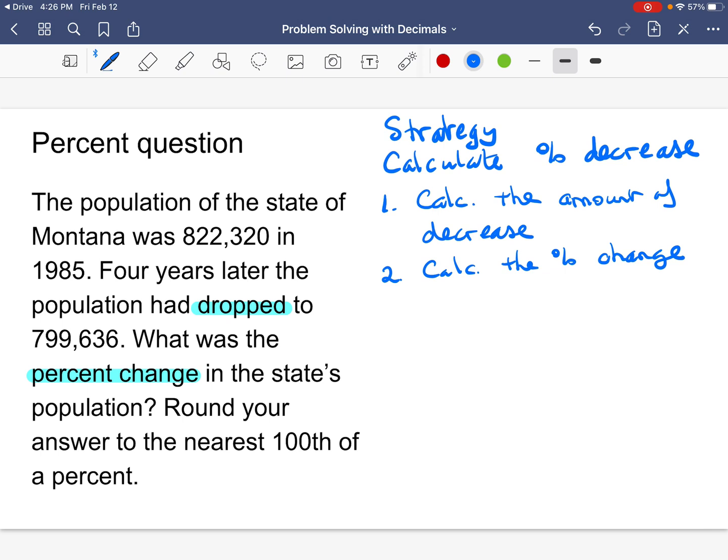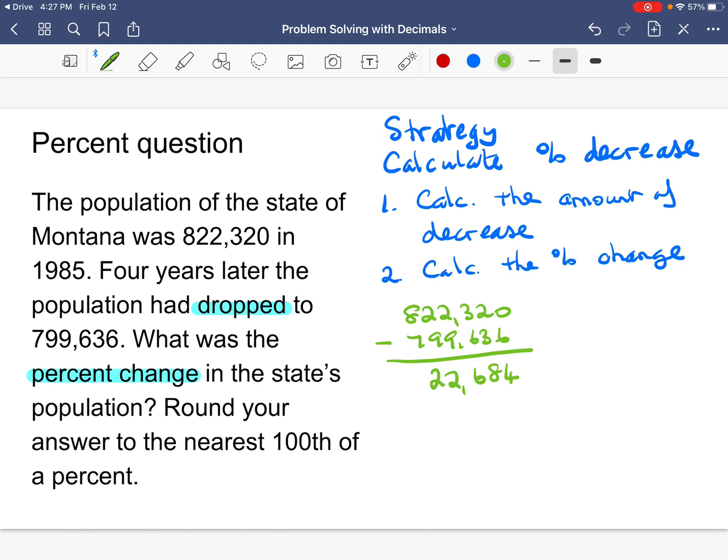So the amount of the decrease is 822,320 minus 799,636, which is 22,684. So the change is a decrease.